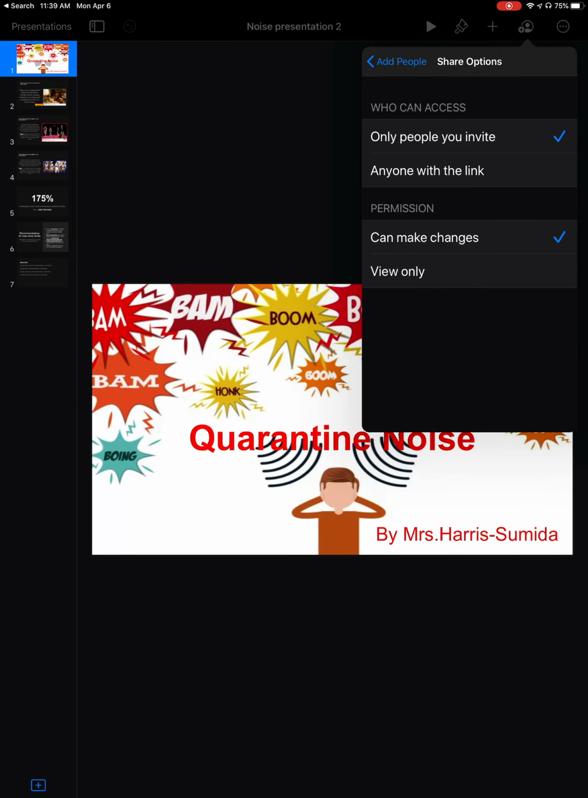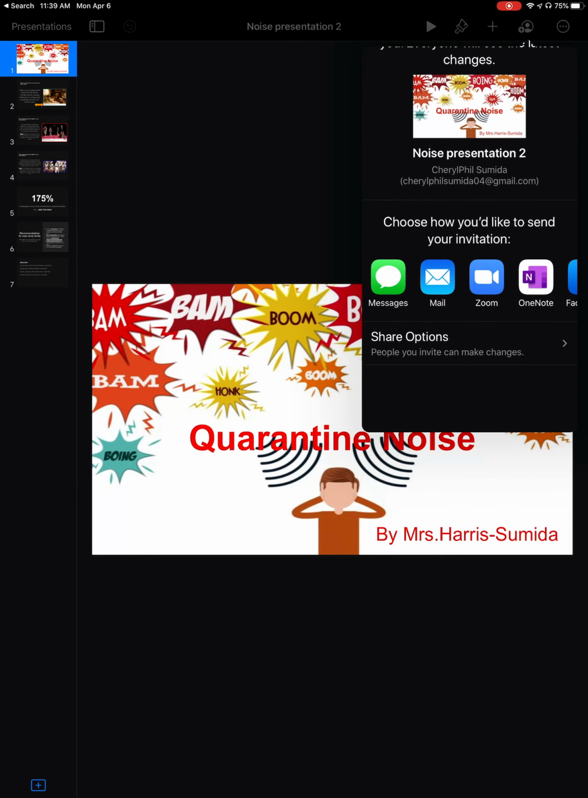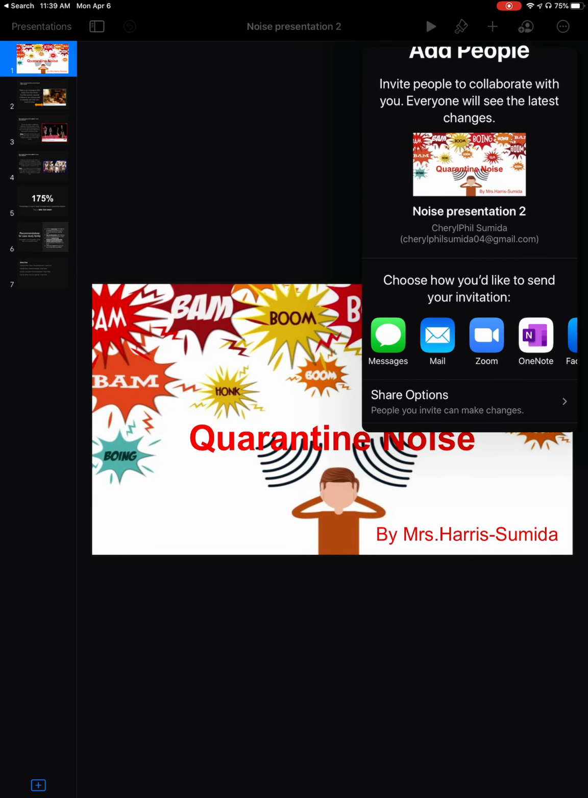Look at your sharing options, which is at the very bottom, and you want to make sure that only people you invite is checked and that the people that you invite can make changes. That's checked. When you are sure that that is checked, go back and then you are going to share your invitation by a certain manner.